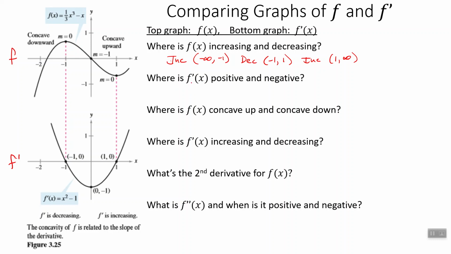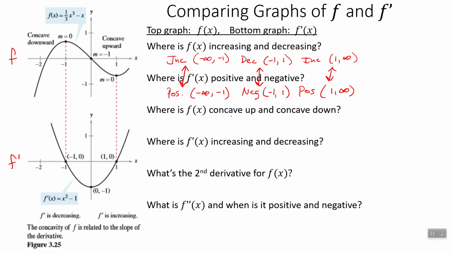But now we take a look at f prime. And we say, where is f prime, the derivative, positive and negative? Well, it's positive out here. So it's positive from -infinity to -1. It's negative in this middle section here, so from -1 to 1. And then it's positive again from 1 to infinity. Notice these intervals match up exactly. Like positive, we're increasing, negative, we're decreasing. Exactly the same. All right, now we're going to try and do the same thing with concavity.